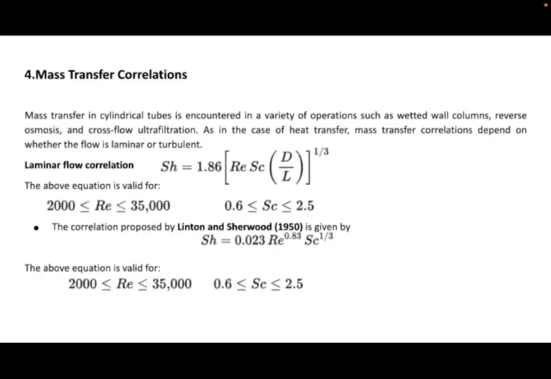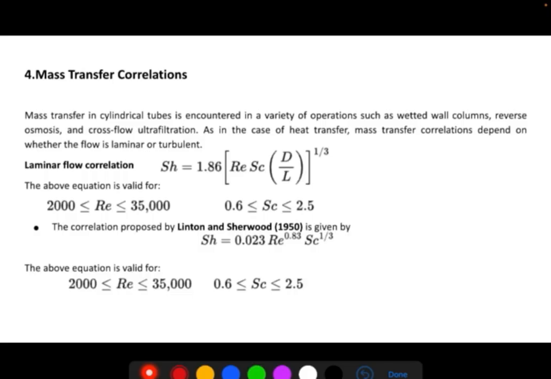Next we have mass transfer correlations. In mass transfer, cylindrical tubes are encountered in various operations such as wetted wall columns, reverse osmosis and cross flow ultrafiltration. As in the case of heat transfer, the mass transfer correlation depends on whether the flow is laminar or turbulent. Let us start with the laminar flow.